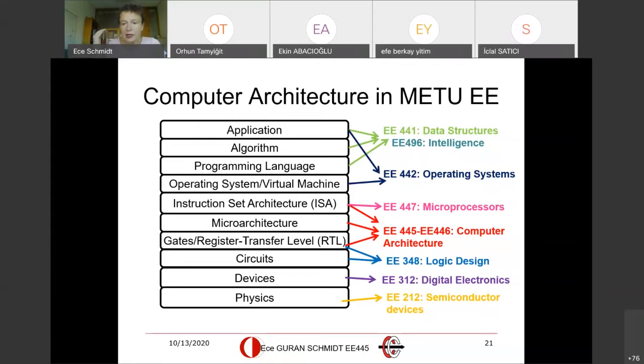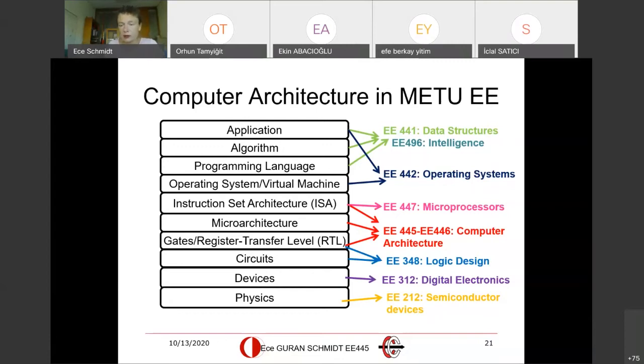Then on top of this, starting with this course and the next semester, we will learn how to realize an instruction set architecture with a microarchitecture by these building blocks, circuits and gates and registers. Now in 447, we will also, as I said, learn some advanced stuff regarding pipelining, caches, and so on.